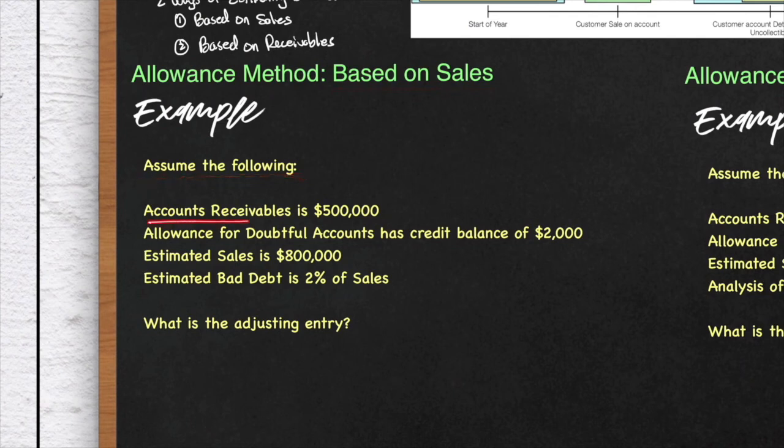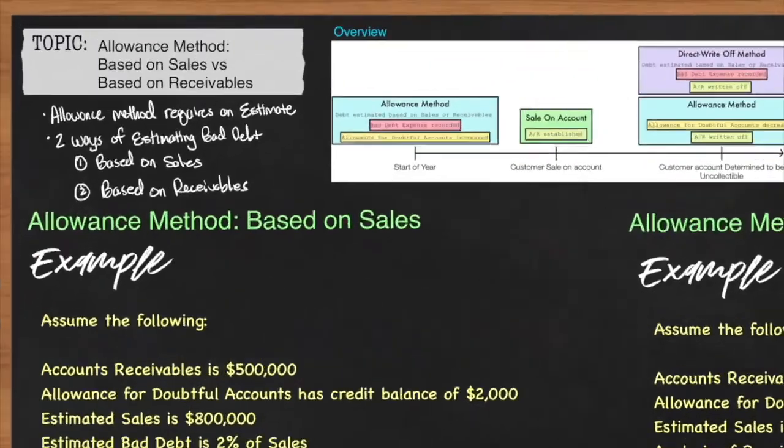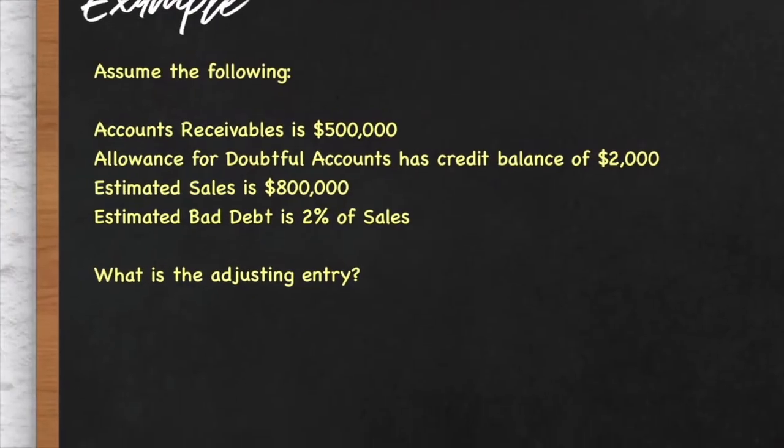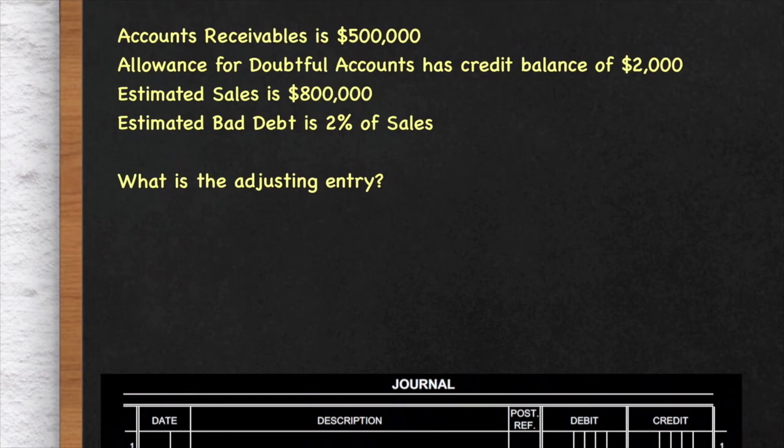Assume the following: accounts receivables is at $500,000. The allowance for doubtful accounts has a credit balance of $2,000. Estimated sales is at $800,000. And the estimated bad debt is 2% of sales. Usually this is based off industry numbers, depending on what industry a company is in. So we're going to make that journal entry right there. What is the adjusting entry?